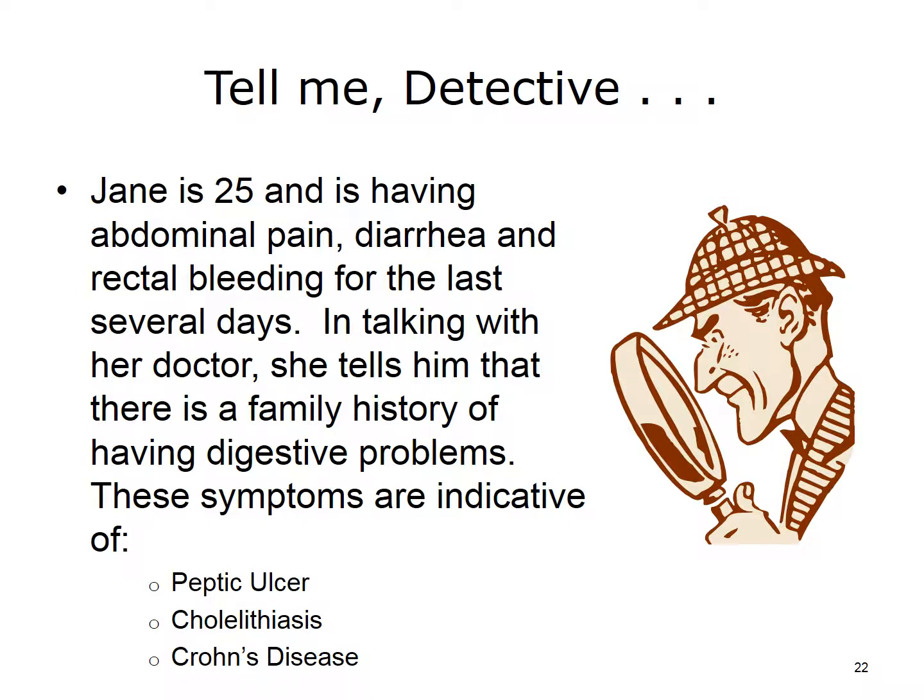Did you guess Crohn's disease? Crohn's disease can run in families. As many as 20% of people with Crohn's disease have a relative with Crohn's disease or another inflammatory bowel disease. It is most common in people between the ages of 20 and 30. Both men and women can have Crohn's disease.